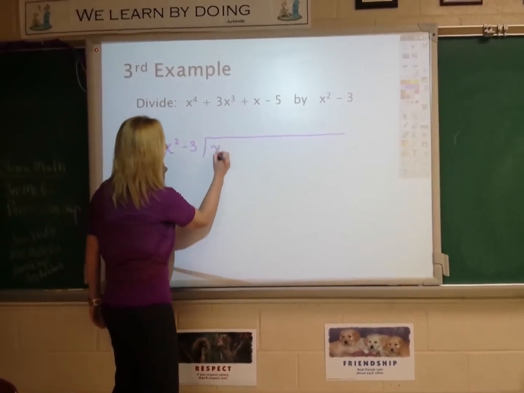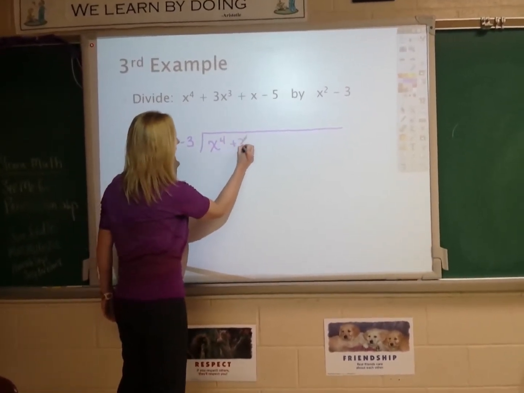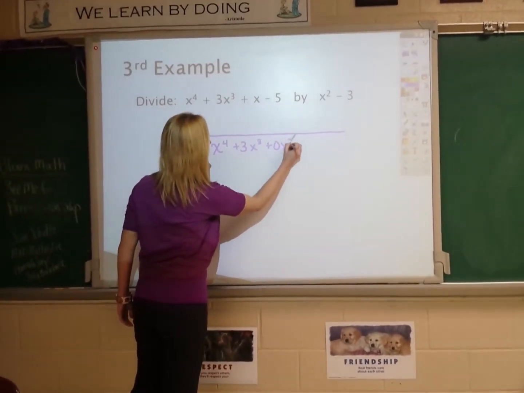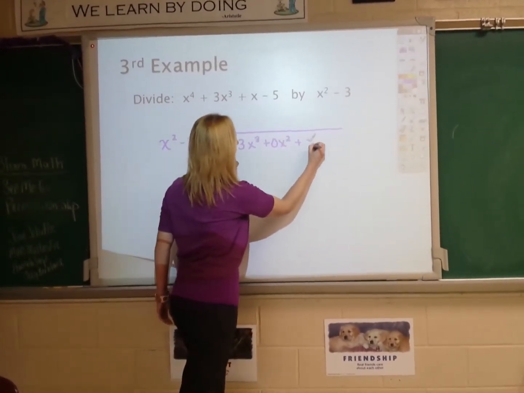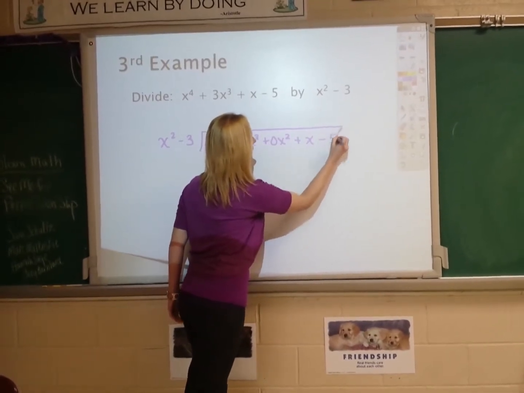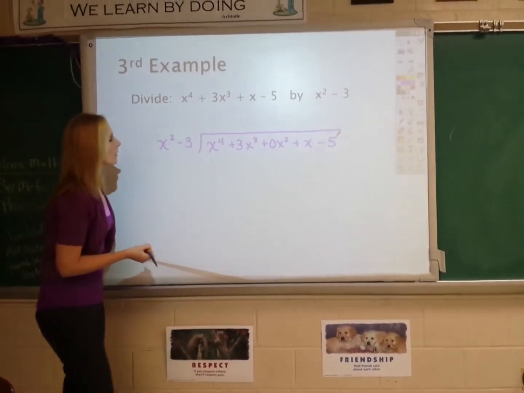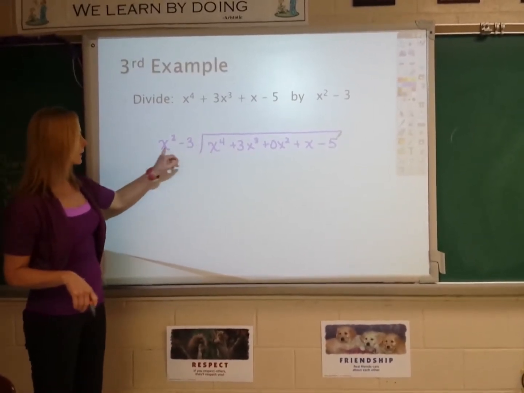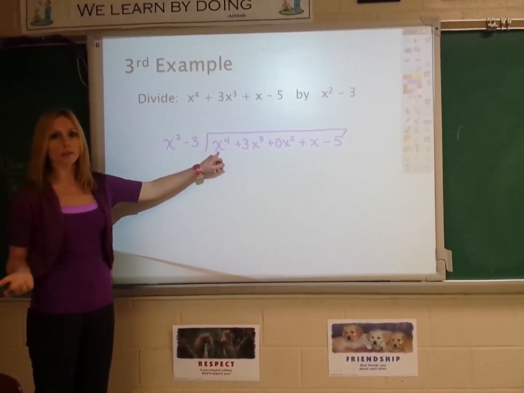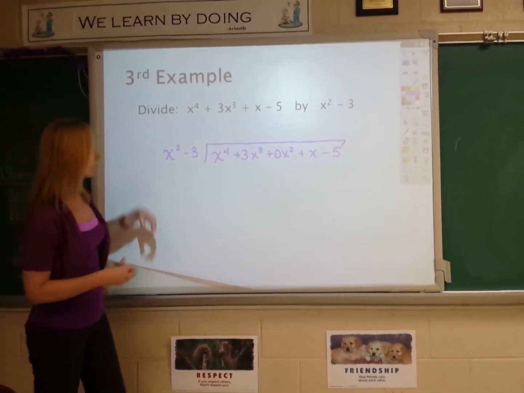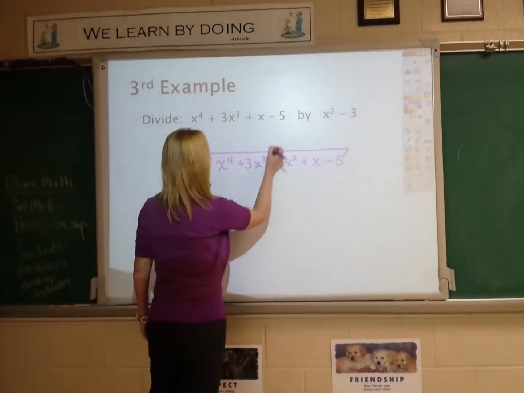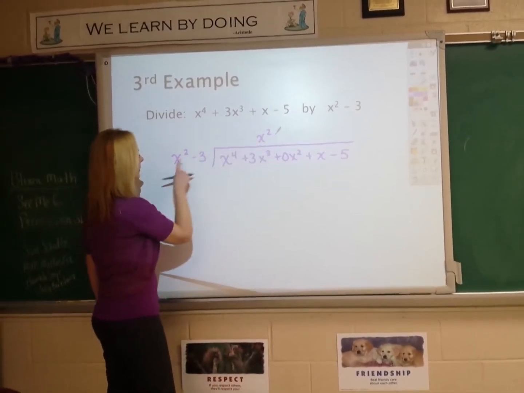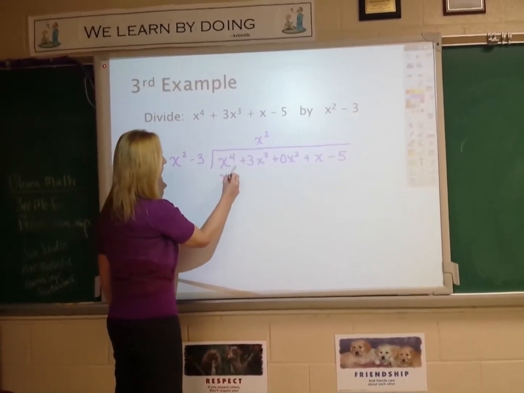So we have x to the fourth plus 3x to the third, 0x squared, 1x, and then minus 5. All right, so again, we want to start it off the same way. We need an x squared to create an x to the fourth from our x squared. So we're going to come over here. X squared times x squared will make an x to the fourth.